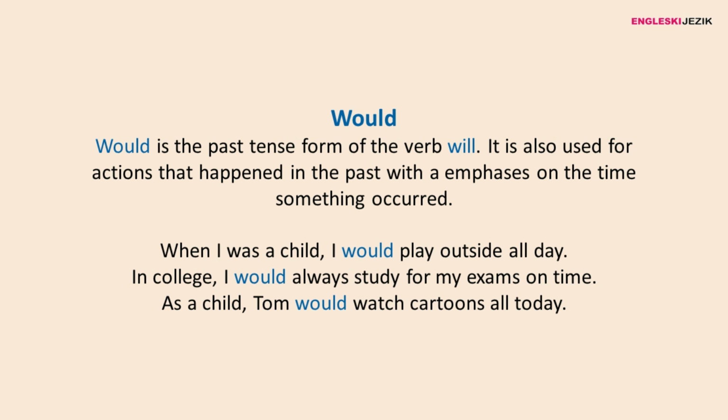Would. Would is the past tense form of the verb will. It is also used for actions that happened in the past, but however, there is an emphasis on the time something occurred. So for example, when I was a child, I would play outside all day. So "when I was a child" is emphasized. It was my habit to play outside all day.